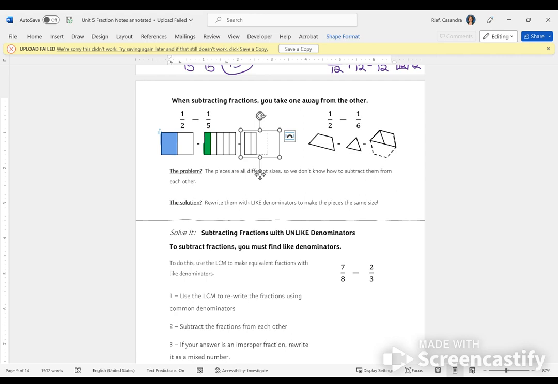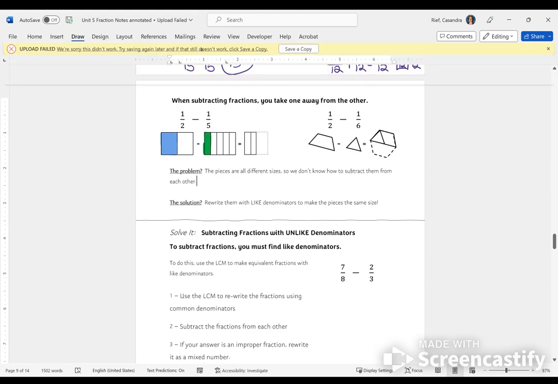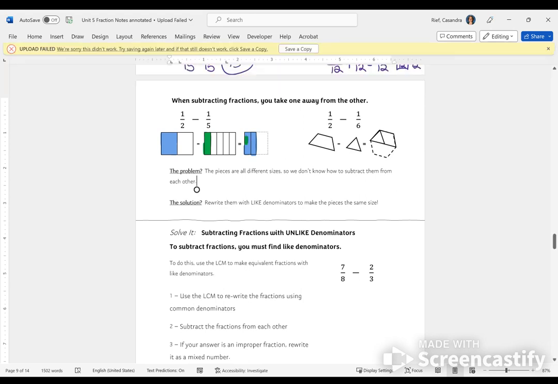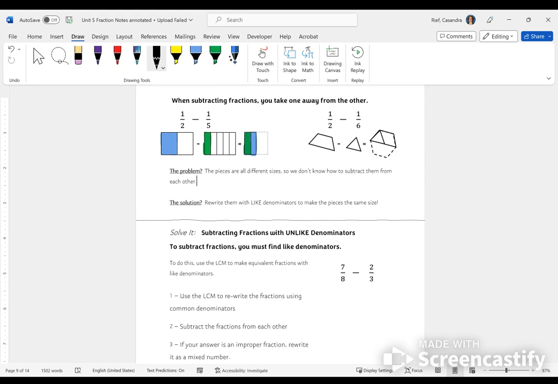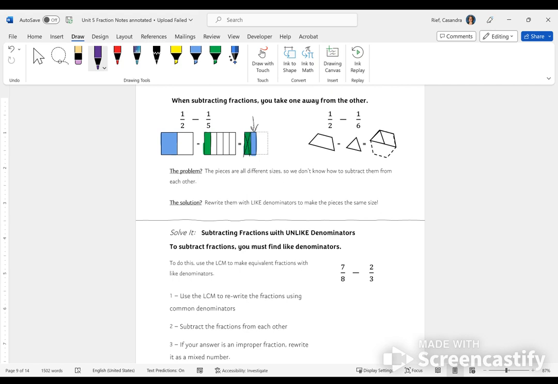Now, I can use a similar strategy and take a look at what that means. If I started with my 1/2, I'm going to color it in, and then I want to take away 1/5. Here's my piece that's worth 1/5. I'm going to put it on top of my 1/2, and then I'm going to cross it out. So what's left right here, that would be my answer. That's how much is left over when I have 1/2 and I take away 1/5.